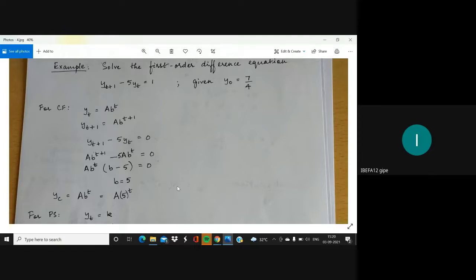I'll just give you another minute. Okay, some of you seem to have got it. Your complementary function is correct. Just work on the particular solution part and the A part. For the A part, you have to just assume that t is equal to 0. Substitute that number 0 wherever you find t and then solve.